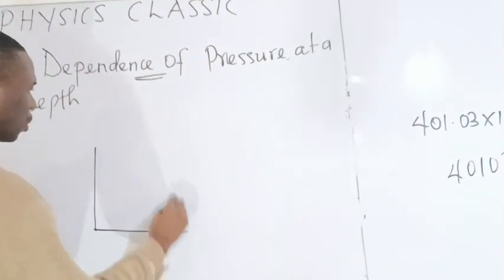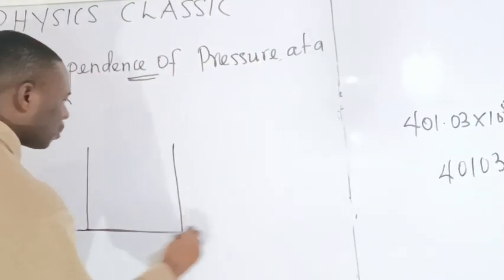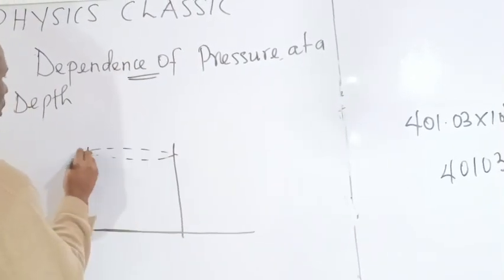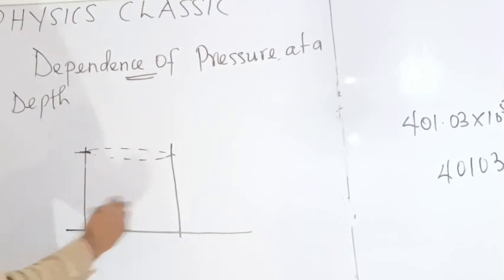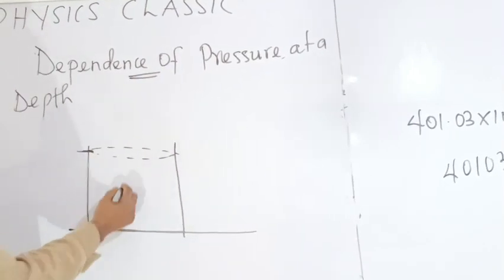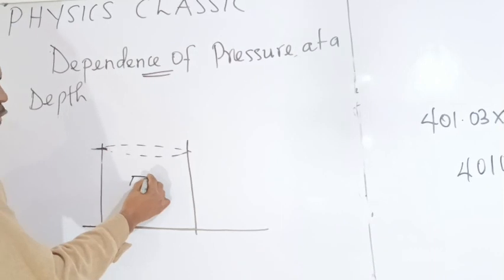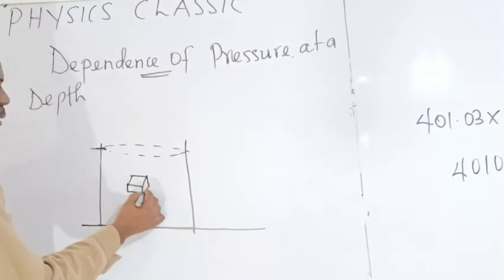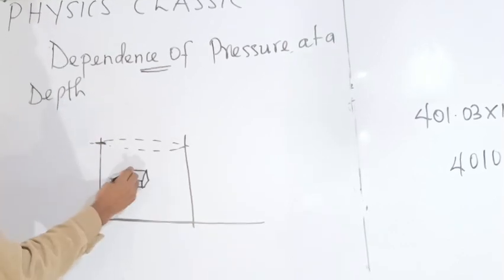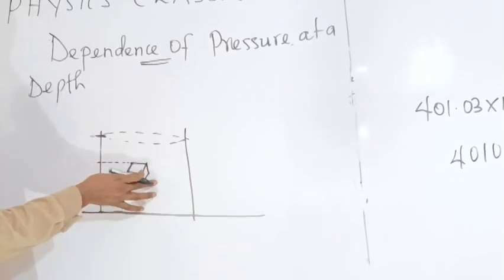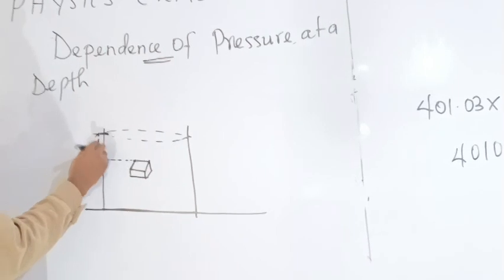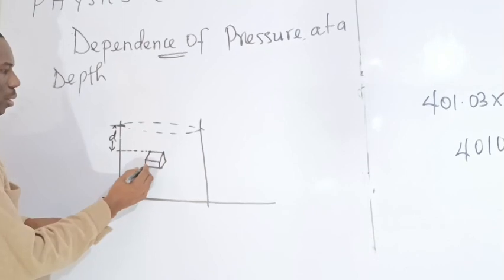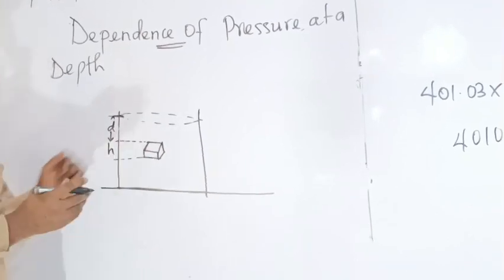So this is the same picture, a cylinder like so. This is the liquid line. Let's say I have an object of cubical shape. From here to the surface of the object, this object is submerged now. Let me represent this with a D. But the height is H. It's already submerged.